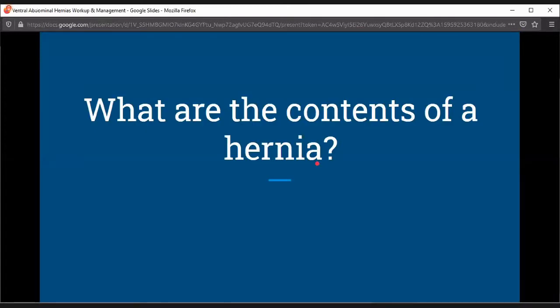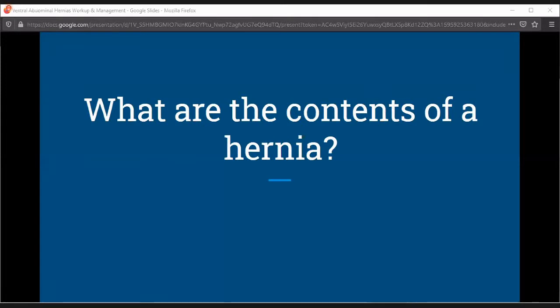So, Mohammed, here is the question. What are the contents of a hernia? What do you see? It can be anything in the abdomen that will be a part of this hernia, can also be a part of the hernia.